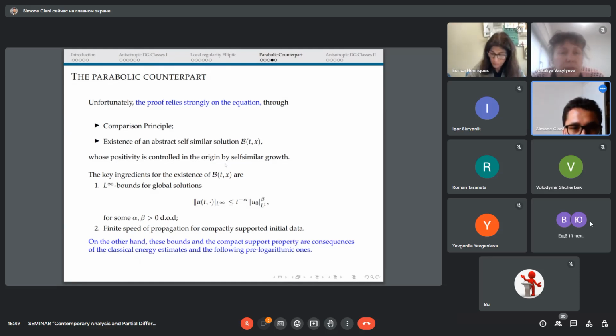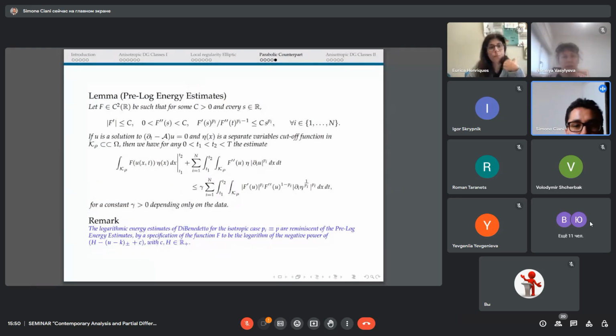The key ingredients for this proof were the L infinity bounds of the solution, the L1 to L infinity bounds of the evolution, and the finite speed of propagation that we were talking about before, for compactly supported initial data for sure. But all these ingredients, even if they rely strongly on the equation, are consequences of a strong property, which is the classical energy estimates that we use massively, and the pre-logarithmic energy estimates that we show here in this slide.